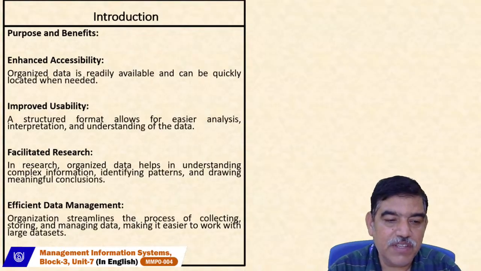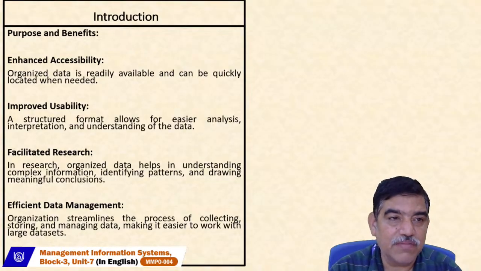The next one is efficient data management. Organization streamlines the process of collecting, storing, and managing data, making it easier to work with large data sets. How to streamline the process of collecting, storing, and managing data is the important part. How effectively we can manage our database is the advantage to different users. That's why we need organizing of data, and we understand the benefits.